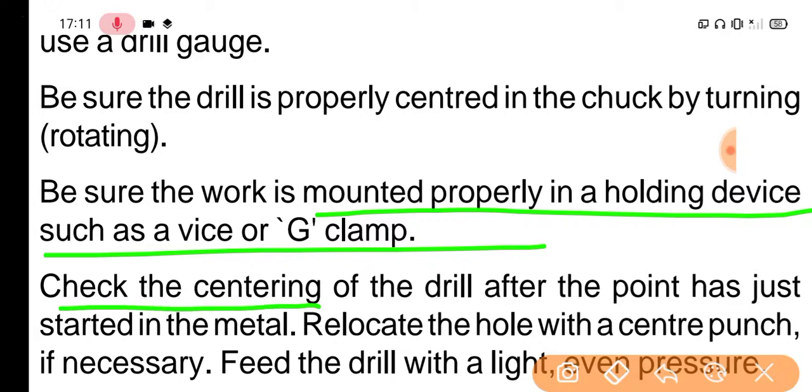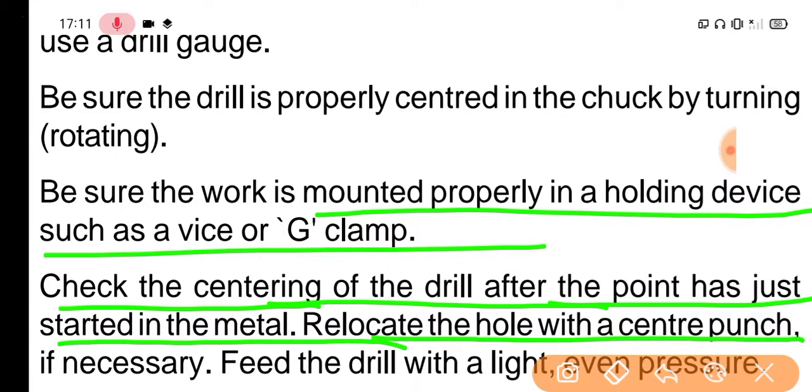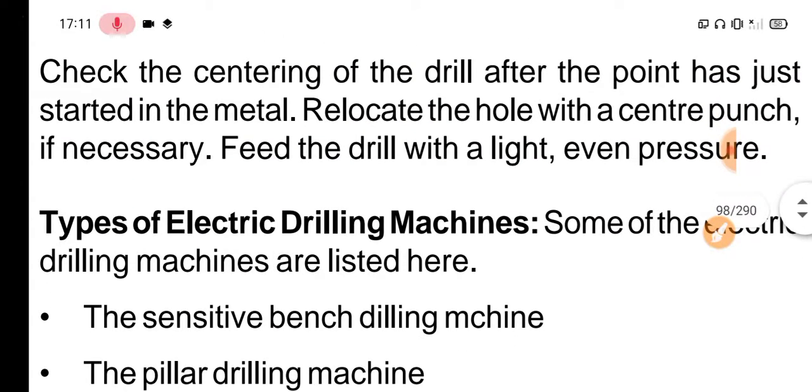Check the centering of the drill after the point has just started in the metal. Locate the hole with a center punch. If necessary, feed the drill with a light, even pressure.